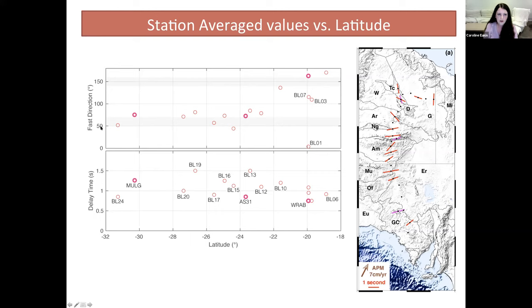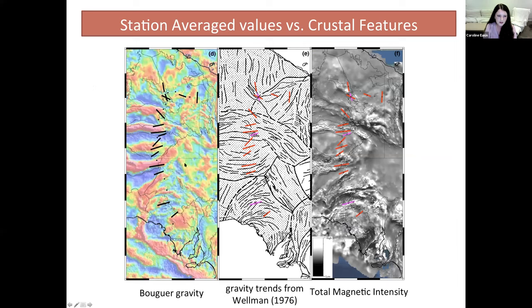So we'll look a bit more at this, looking at the station averages against different crustal properties and features. Here again, showing the Bouguer gravity pattern, and we see the east-west gravity anomalies are very consistent with the east-west fast directions we're seeing. Another figure here from a paper from Wellman, 1976, where they digitized or linearized the gravity trends, or tried to do that with the data back then. And we see that the fast directions in many regions agree with these gravity trends. And again, with the magnetic intensity and the properties we see there. So we're seeing a large degree of correspondence between the seismic anisotropy that we're picking up from the shear wave splitting and crustal features as seen in the geophysics.